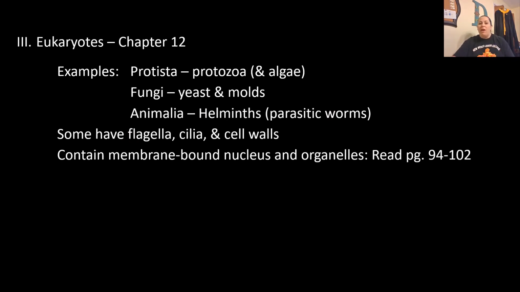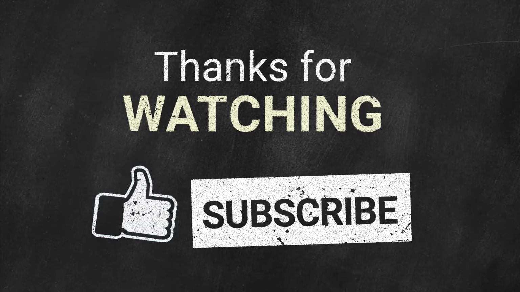Now, eukaryotes, guys, we are going to focus more on that in another presentation over chapter 12. But remember that we're going to be looking at protista, focusing mostly on the protozoa with a few algae. With fungi, we're going to look at yeasts and molds. And with animalia, we're going to look at the helminths, the parasitic worms. Remember that some of these will also have flagella, cilia, and cell walls, similar to what we talked about in this presentation. But all of them contain a membrane-bound nucleus and organelles because they are in the eukaryotic group. They're eukaryotes.